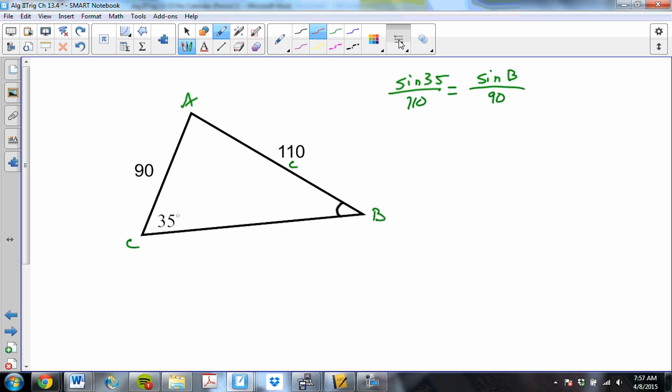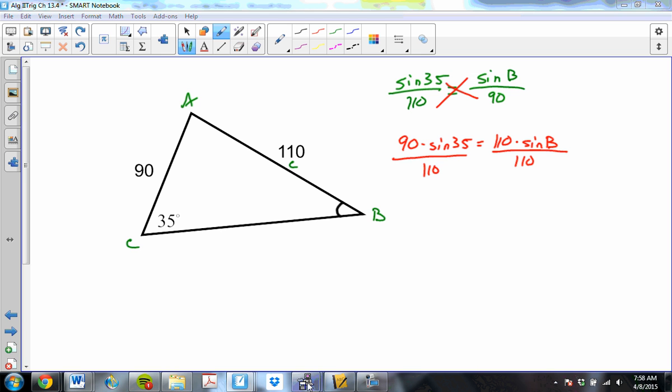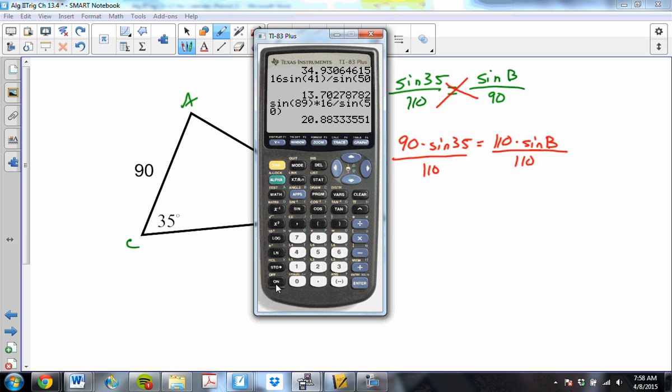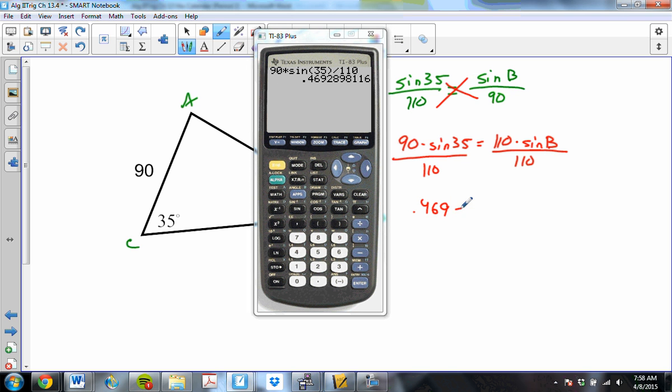Well, again, it's a proportion, so I can start by cross multiplying. And I get 90 times the sine of 35 equals 110 times the sine of B. I'll divide everything by 110. And I'll calculate that left side now. 90 times the sine of 35 divided by 110. And I get that 0.469 is equal to the sine of B.